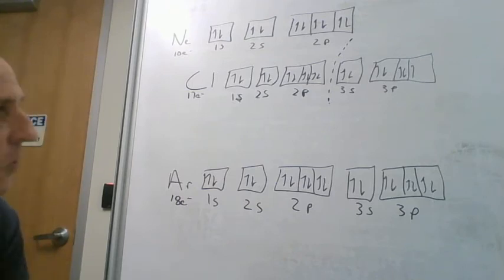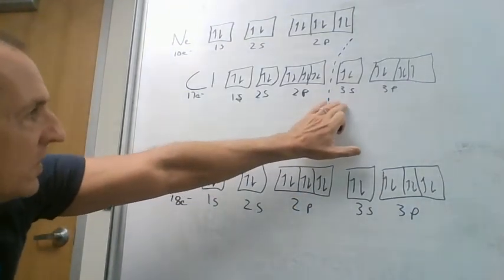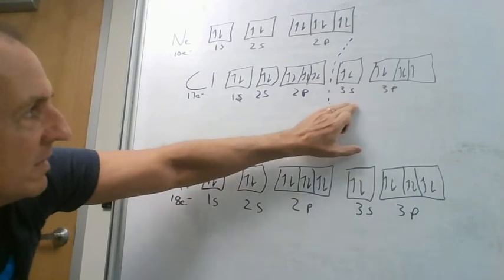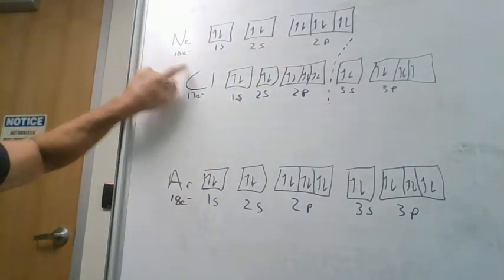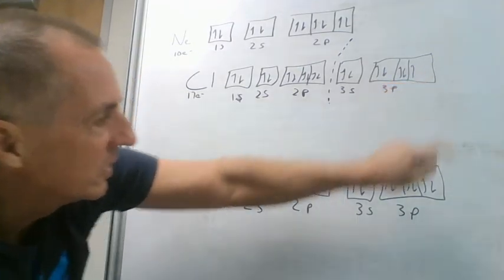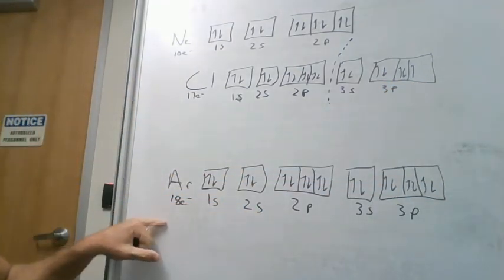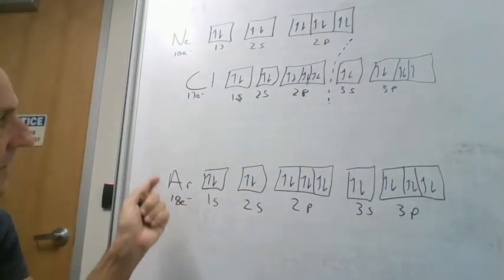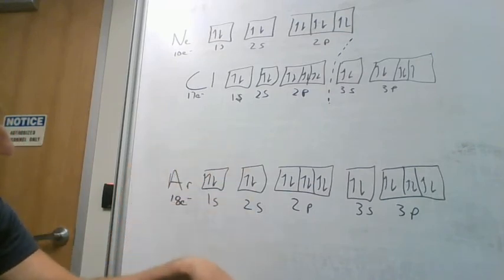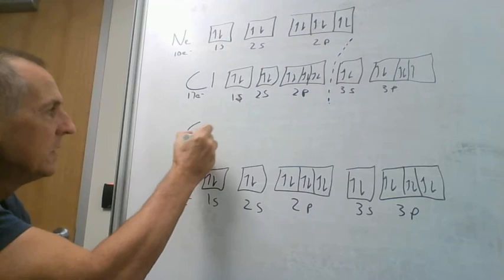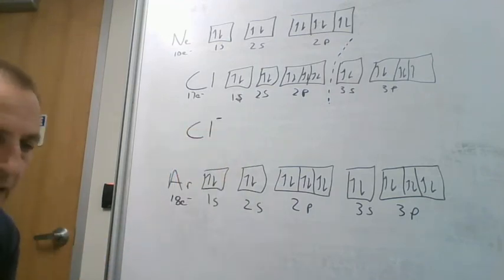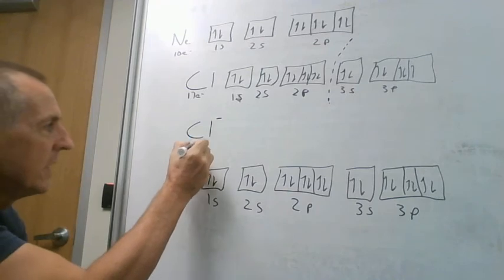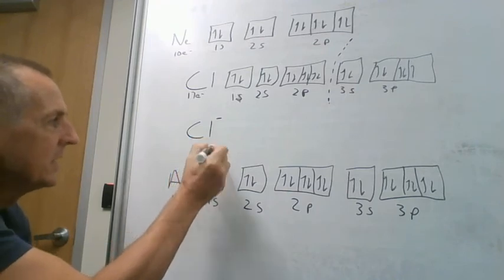To have a full outer shell, either chlorine is going to lose these 7 electrons, and then it'll have the same configuration as neon, or else it needs 1 more electron, and then it has the same configuration as argon. It's going to be easier energetically to gain an electron rather than to lose 7. So chlorine will gain an electron, and it'll have a negative charge. It becomes an anion.